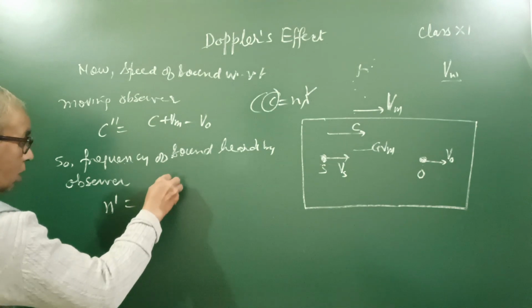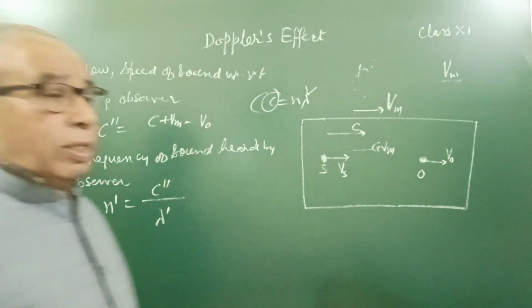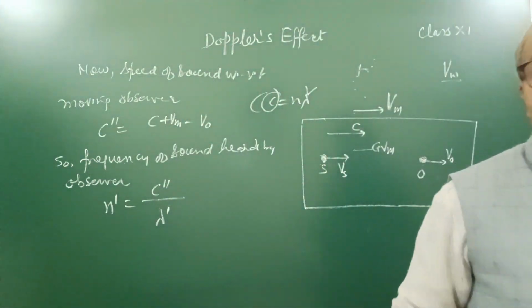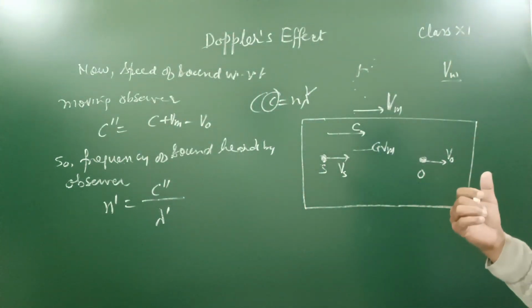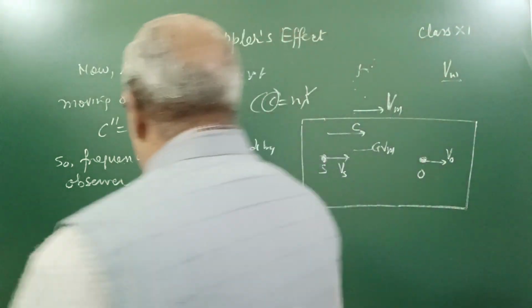N dash equal to C dash upon lambda dash. My dear students, I am telling you this is the simplest method of understanding Doppler effect. No confusion will prevail in your brain if you please adhere to this derivation, this method.